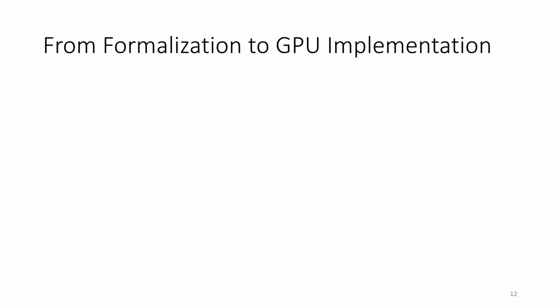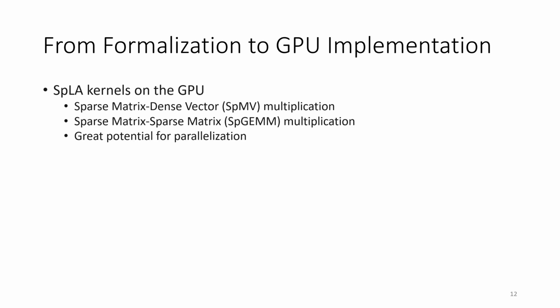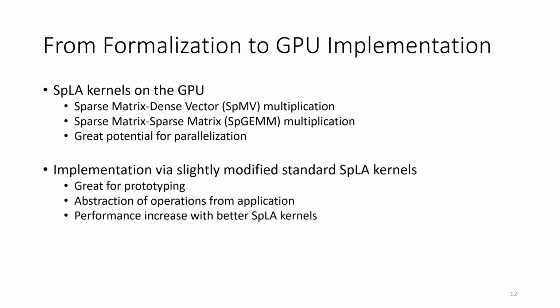Now we can take this further and make the step to the GPU. Our approach is implemented in CUDA, so I will use CUDA nomenclature in the following discussion. We slightly modified standard SPMV and SPGEMM kernels in order to enable the usage of maps and lambda functions. These operations require a large amount of independent computations and therefore comprise a lot of potential parallelism. These modified kernels are great for prototyping and already provide very good performance.